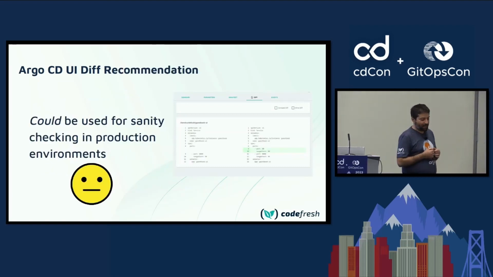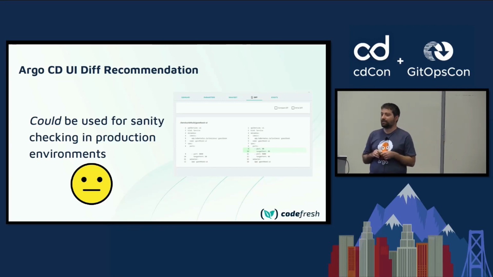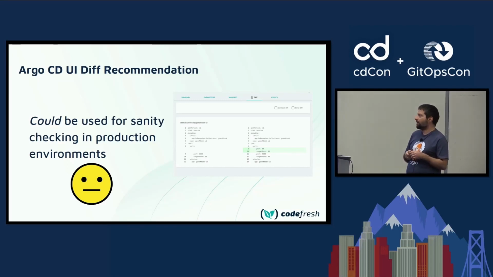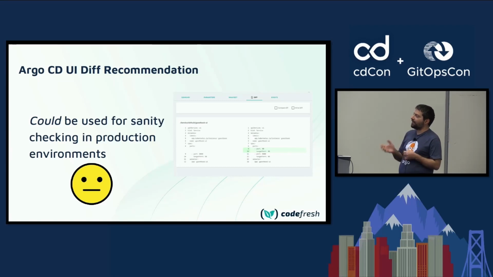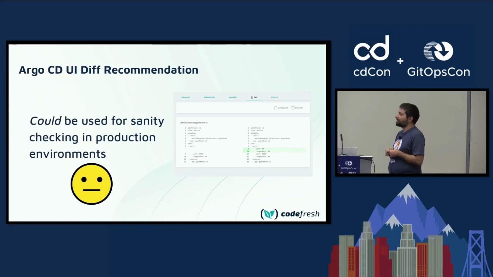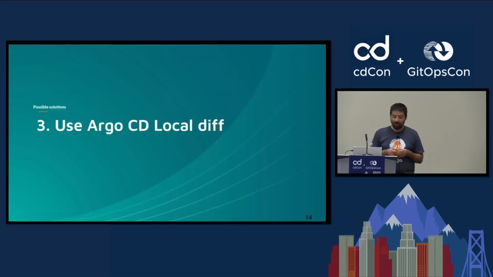So can you use this? Yes, I think you can do it. I would only do it in production environments where many people don't want to have auto-sync enabled. They want an actual human to be able to approve the pull request. And then I would use it only for sanity checking. So I have already done my official checks and my official approvals of the pull request, and I'm just having a last set of eyes on it, only for last-minute verifications.